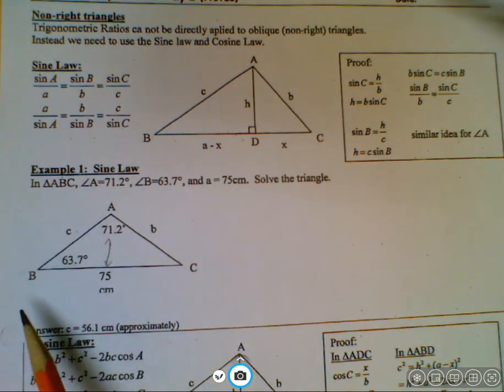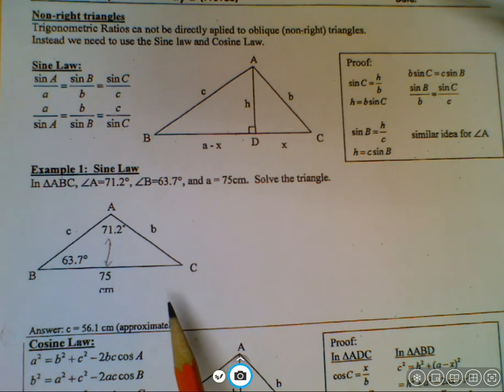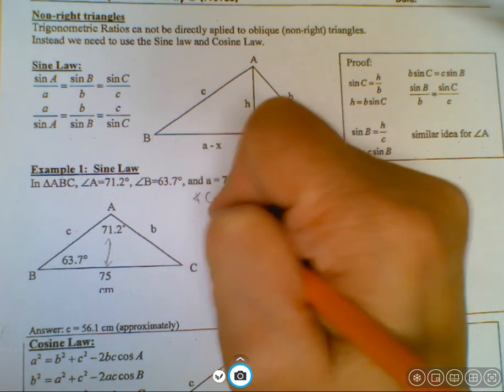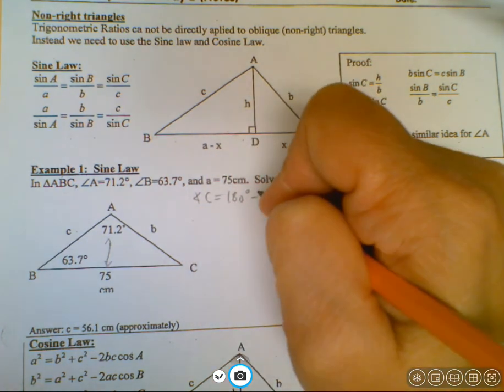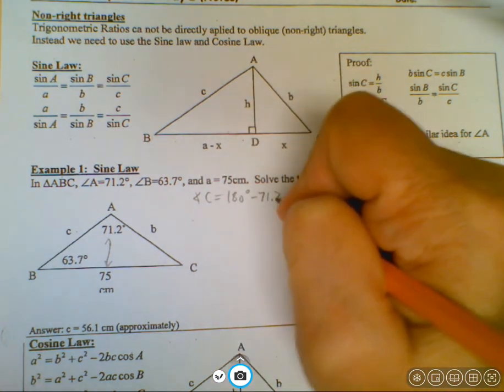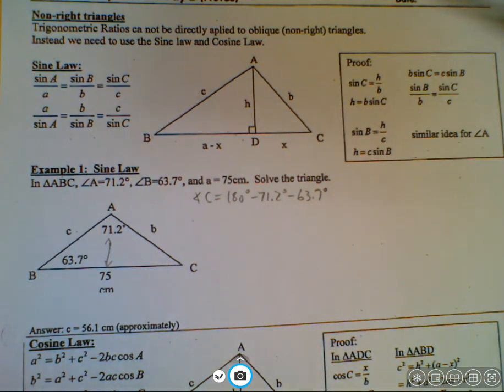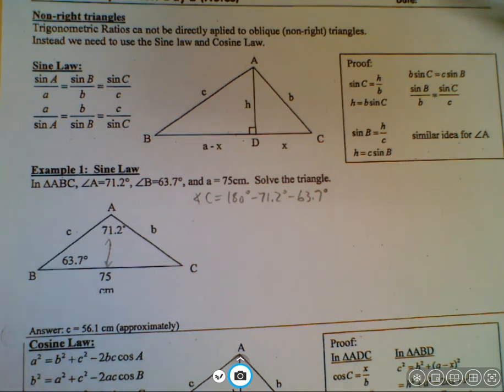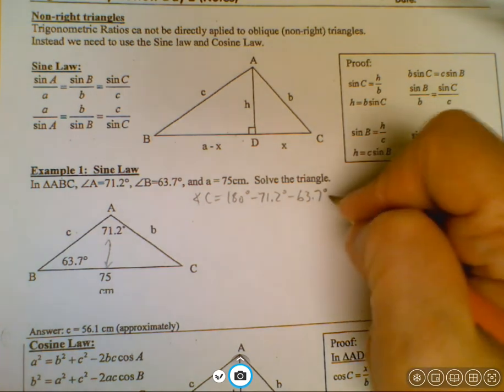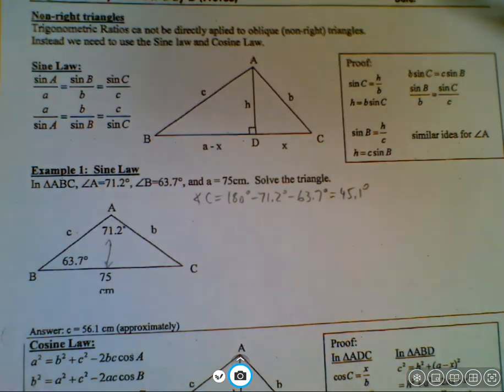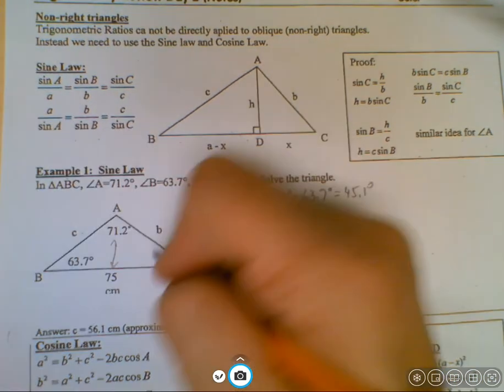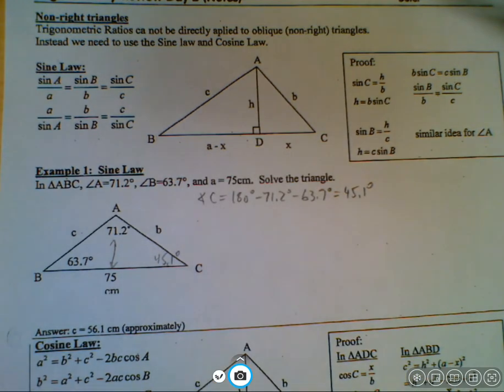So in this example, it's saying solve the triangle. Remember, solve the triangle means find all the missing things, right? So I'm going to start with the easiest thing, which is finding angle C. That's 180 degrees minus angle A minus angle B. If I put that in the calculator, 180 minus 71.2 minus 63.7, I get about 45 degrees, so 45.1 degrees. Okay, so that's going to be my angle C. I can actually write it in here. Good.